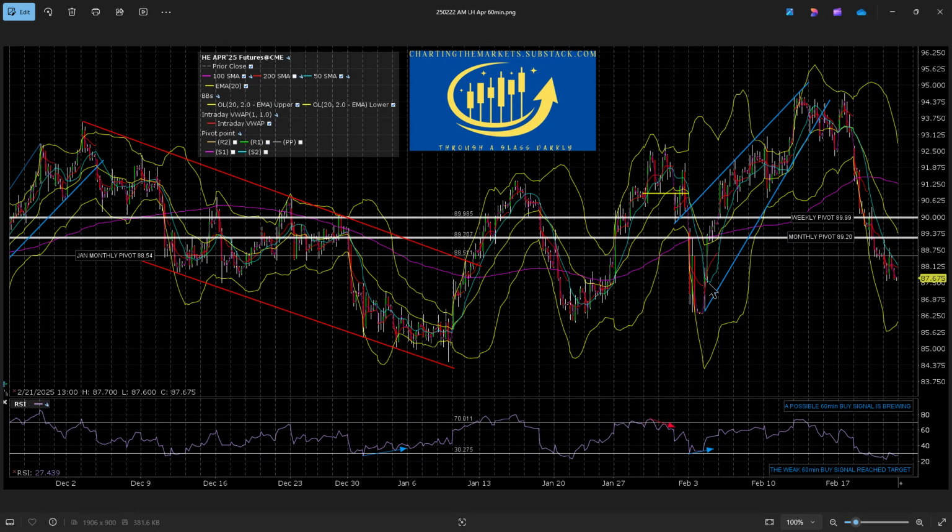Lean hogs, this has been very weak. We've got a possible 60-minute buy signal brewing. Needs to get back over the monthly pivot now, which it just lost. We will see how that goes.